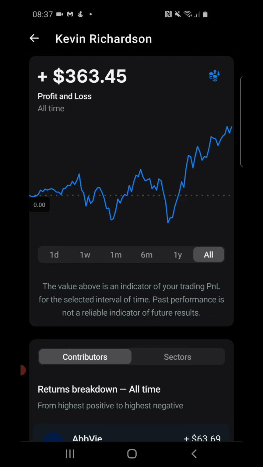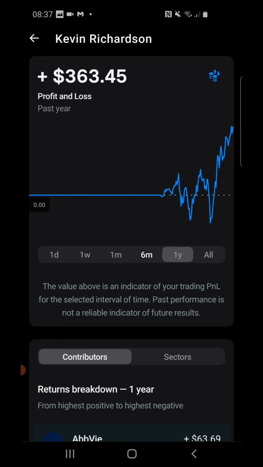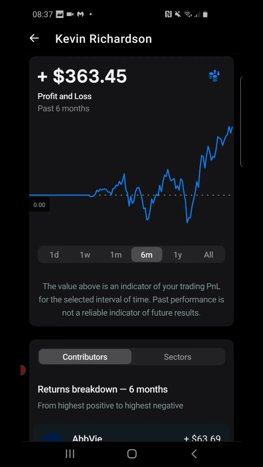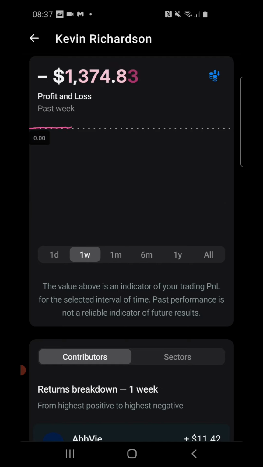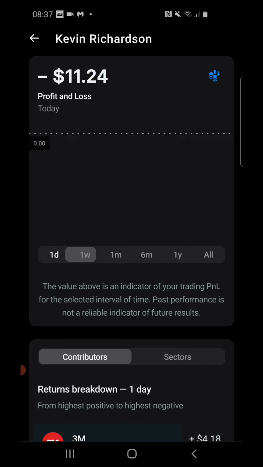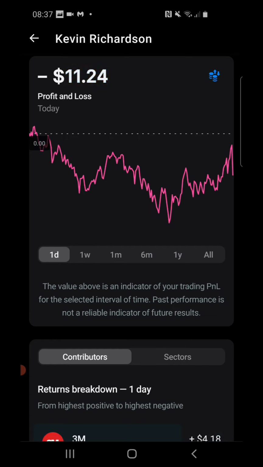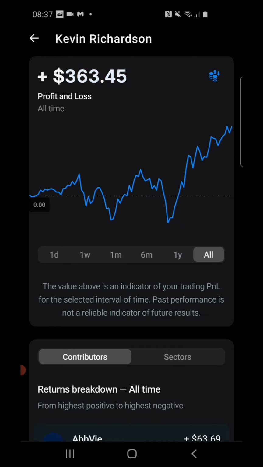So you can see my portfolio is currently $363 up for all time, and we can change that to a year, 6 months, a month, a week, which doesn't look right actually. It looks like there's a mistake on the week chart for whatever reason. The account definitely didn't go over $1,000 down in 1 week, but the day chart shows yesterday that the account reduced $11, but overall I'm up.